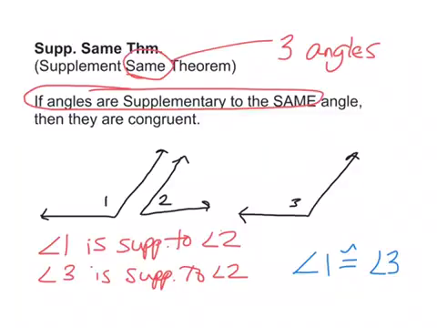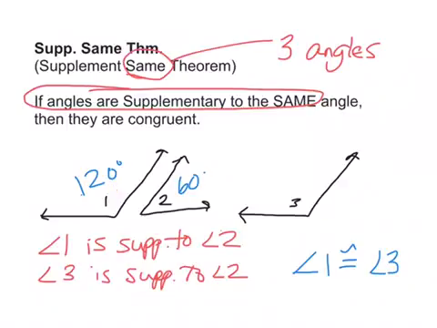Now let's look at that with some numbers. Let's say that angle 2 is 60 degrees. If we're given the information that angle 1 is supplementary to angle 2, that means that angle 1 must be 120 degrees, because 120 plus 60 is 180.